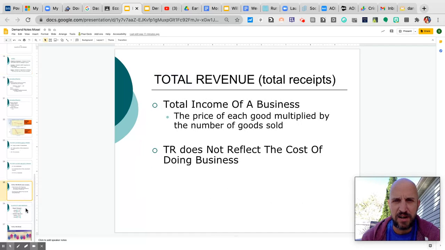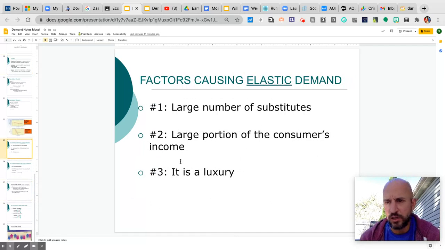So if I go back here, a luxury item, you don't need it, all right? If the price goes up a lot, you don't have to keep buying it because you don't need it. Or if they raise the prices, I could go get something else. A substitute looks the same, acts the same, and I could still pay less. And for a large portion of the consumer's income, if I'm paying a lot of money for something and the price raises, I'm probably not going to stick with it because it costs me too much. So these are factors that cause elastic demand.